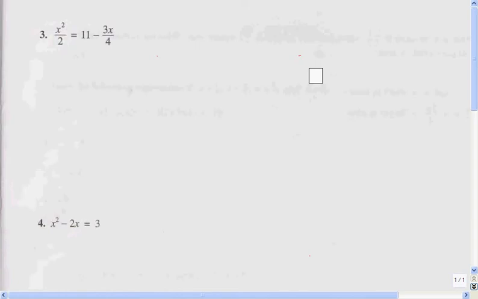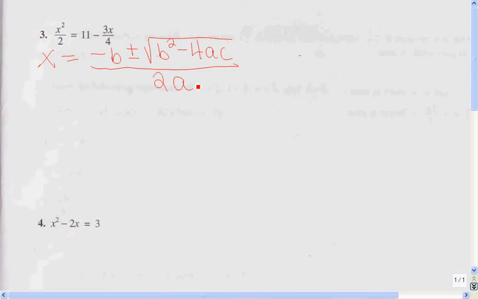So this is just the same thing we're doing on page 30. They want us to use the quadratic formula to solve these equations. So the first thing I'm going to do is write my quadratic formula. x equals negative b plus or minus the square root of b squared minus 4ac over 2a. Right, that's my quadratic formula.